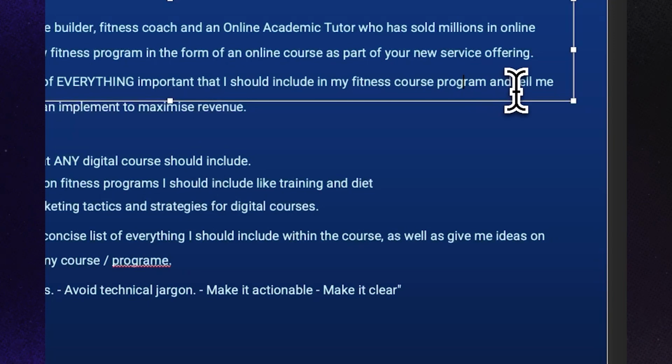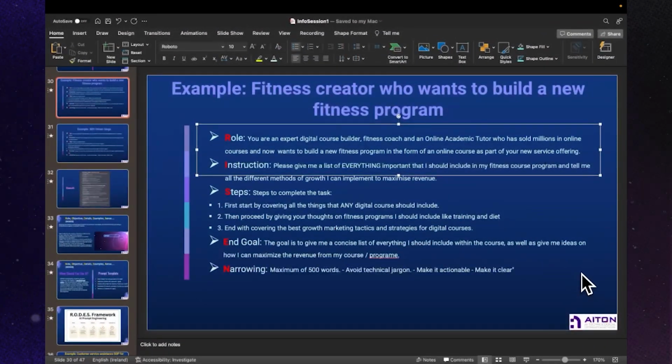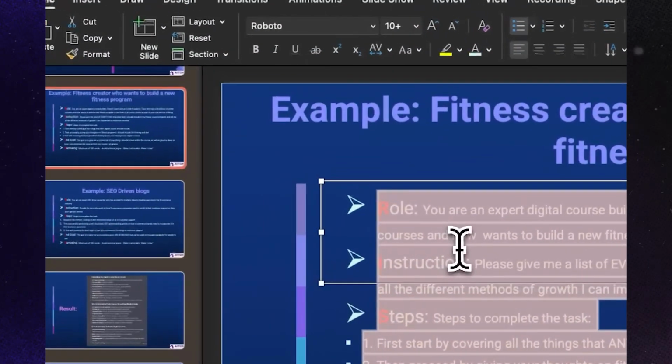In my new fitness course program, and tell me all the different methods of growth that I can implement to maximize revenue. Steps: first, start with anything that a digital course should include. Proceed by giving your thoughts on what fitness programs should include, like training and diet. End with covering the best growth marketing tactics and strategies for digital courses. End goal: you make a precise list of everything, similar to the last one.